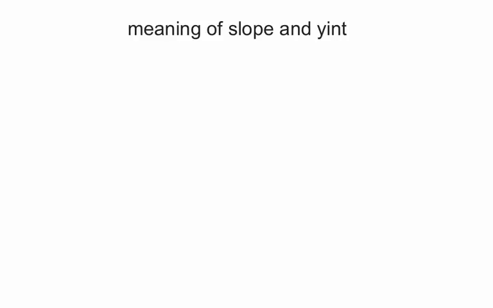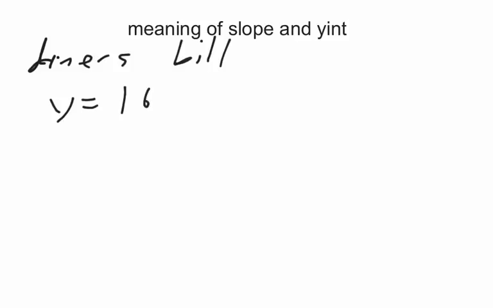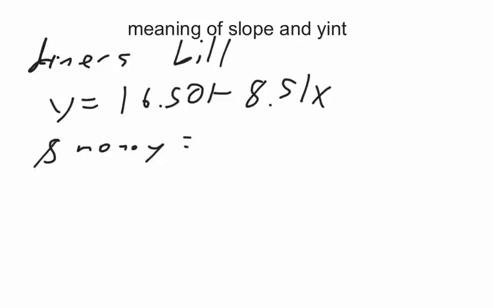Alright, in class we had the example of the diners and the bill. We're going to talk about this in the least square regression line. When we get the least square regression line, it basically said y equals 16.50 plus 8.51x. Now, a lot of times in statistics, instead of y and x, we say money or bill equals 16.50 plus 8.51 times people.